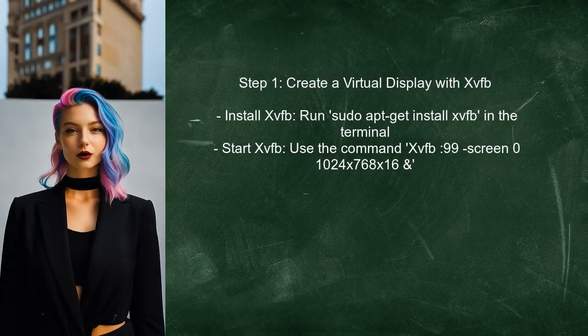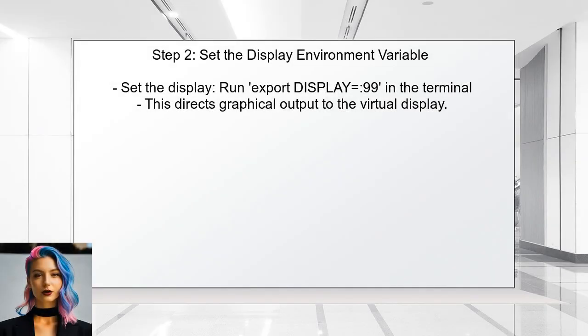To address the issue of the freeglut error when running the code remotely, the user can create a virtual display using a tool called XVFB. This allows the user to run graphical applications without a physical display. Next, the user needs to set the display environment variable to point to the virtual display. This tells the application where to render the graphics.